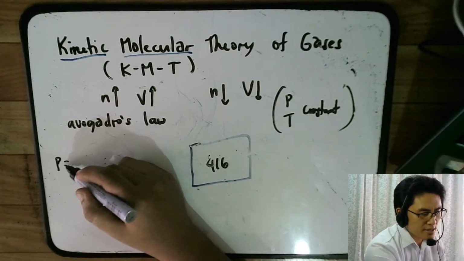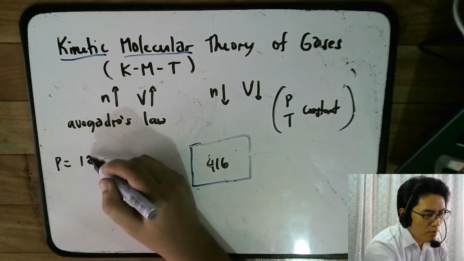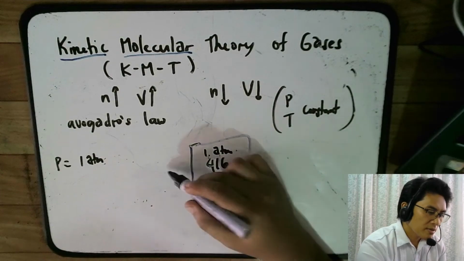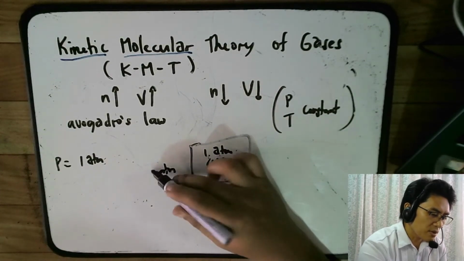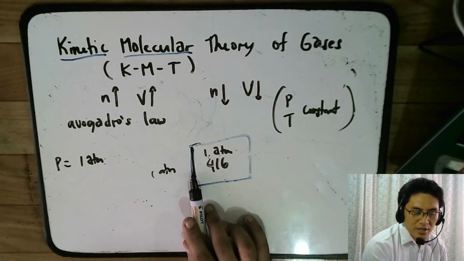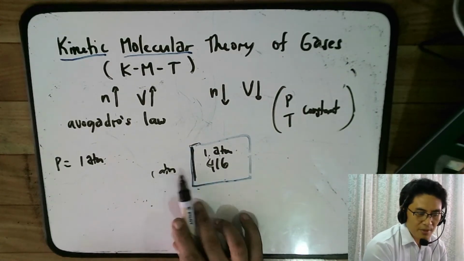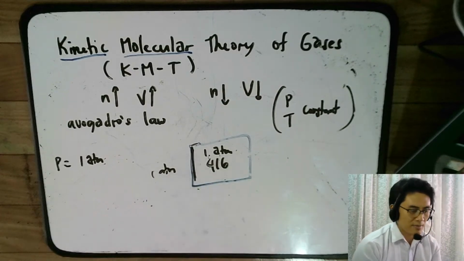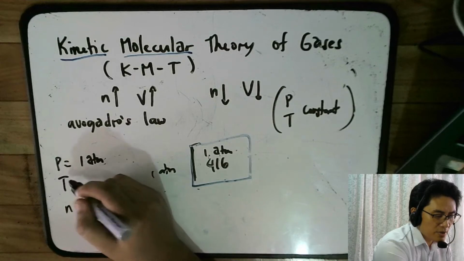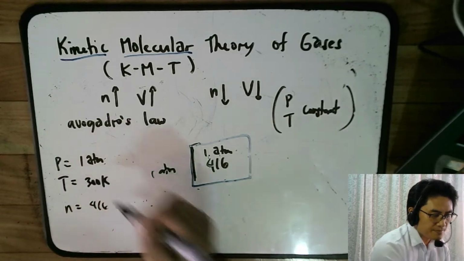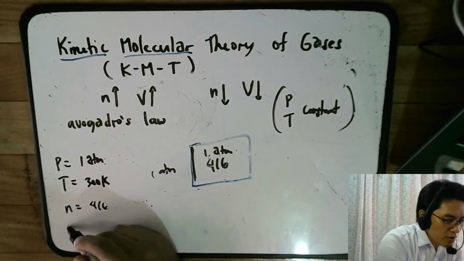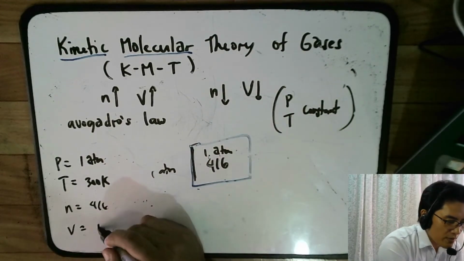And let's say, for simplicity's sake, the pressure is 1 atm. So the pressure inside is 1 atm, and the pressure outside is 1 atm also. So this door or this collapsible wall doesn't shrink. It also doesn't expand, because the pressure inside and the pressure outside are the same. And again, your N here is 416. Let's say your temperature is 300 Kelvin, and your volume is, let's just say, 5 liters.